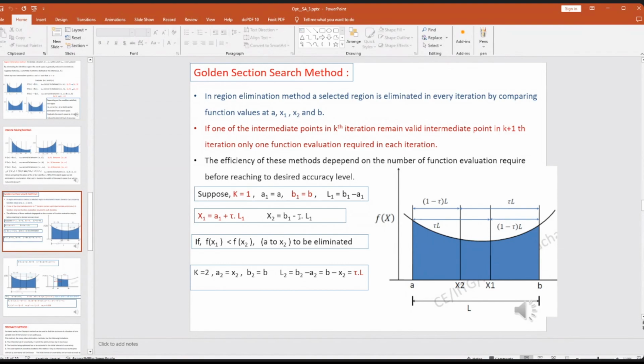This method is named the golden section method. Very important method, very popular method for single variable search algorithm. Golden section search method is very popular, very useful and effective. Is the process understood or not? Yes, sir. Understood, sir.